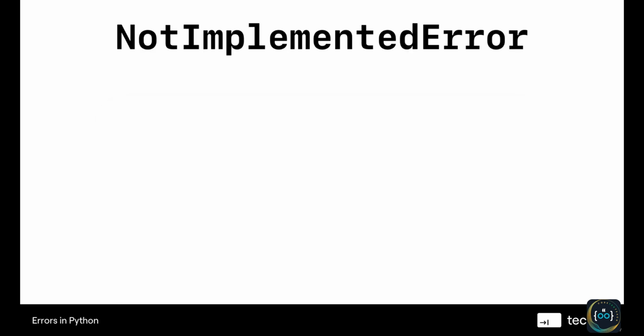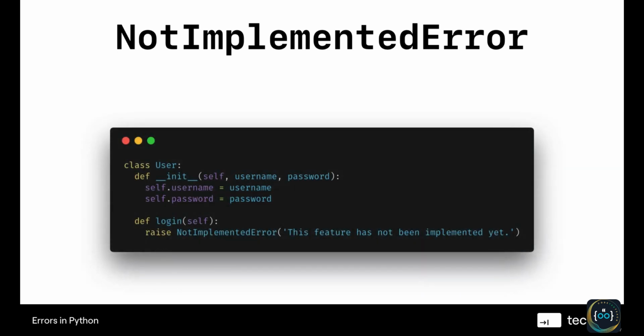We've got not implemented error. And this is an error that you won't be seeing very often, but it's an error you can actually use. And here's how you can use it. We've got a class that has an init method, a constructor, and it takes in a username and a password, and then it sets them, and then it's got a login method. But we've not worked on the login method yet, so it doesn't work yet. Instead of returning none or doing nothing, we can instead raise a not implemented error.